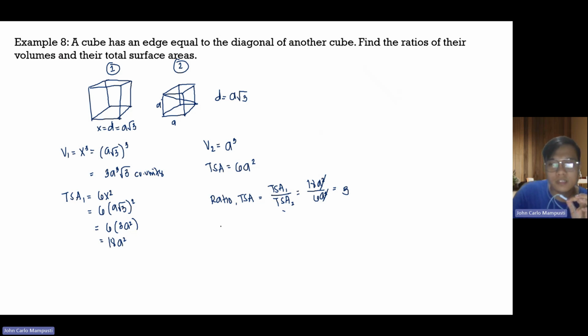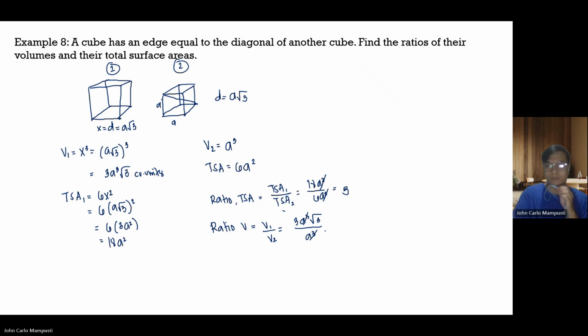No? Next one, kunin natin yung ratio ng kanyang volume. So, volume 1 over volume 2. So, this is equal to 3a cubed square root of 3 all over a cubed. Cancel yan. So, therefore, this is equal to 3 square root of 3. Okay? So, that's the ratio of their volume.